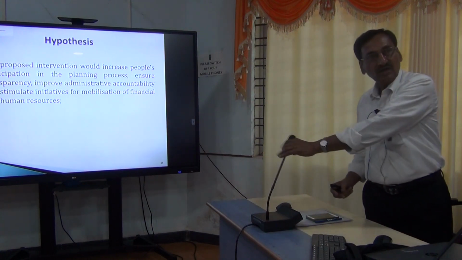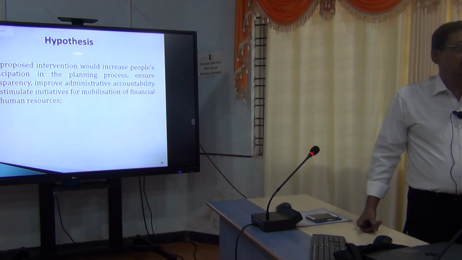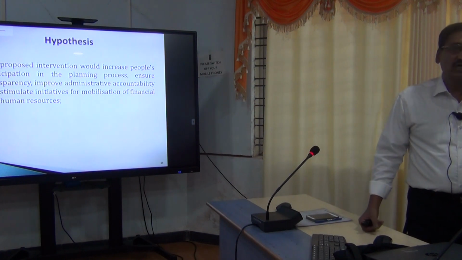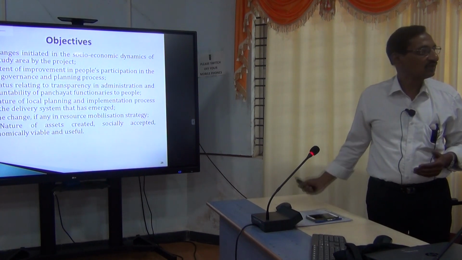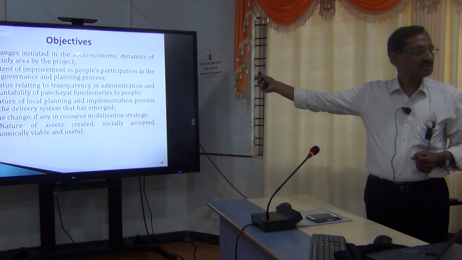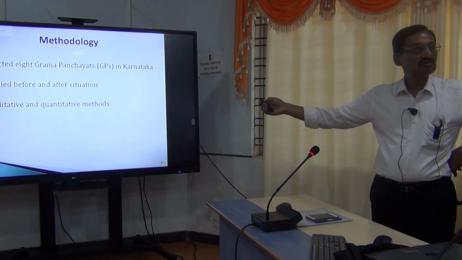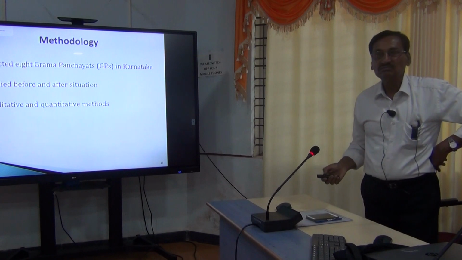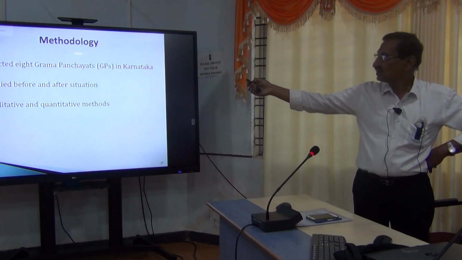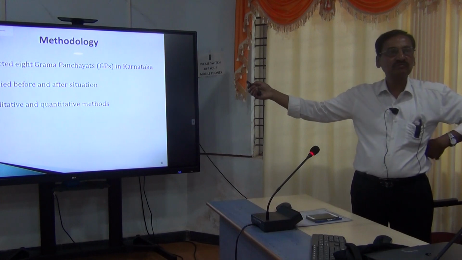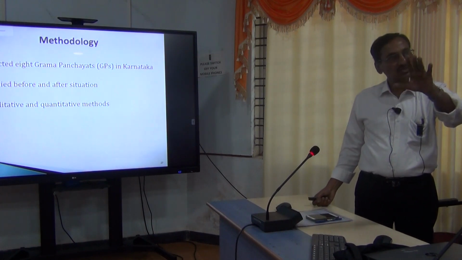Different organizations had different roles in this. We did a benchmark survey. These are the objectives, like your PhD thesis, research study: statement of the problem, hypothesis, objectives, like this. Methodology followed: selected 8 gram panchayats, studied before and after situation. That we did, ISEC. We did the benchmark survey, that is the first study, and the impact study. And even a concurrent study, a middle course study, we also did, ISEC.